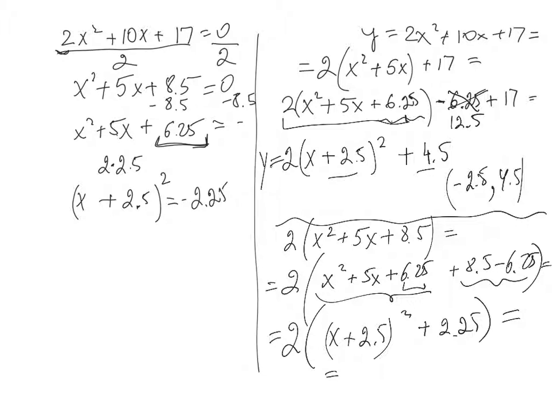So if I want to write it in vertex form, I need to distribute this 2. I multiply 2 over this square part and over 2.25, which becomes 4.5. So neither method is very pleasant. See whichever makes more sense to you. Okay, happy solving.